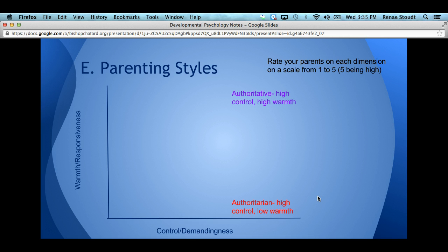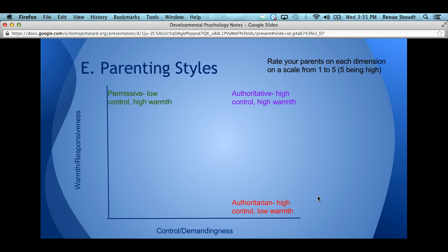Okay, they have control, but they also have a high degree of warmth. My parents were authoritative parents. There were constant discussions about everything, about where and why they were doing these things and what they were doing. That was authoritative. Now, another type of parenting style is permissive.